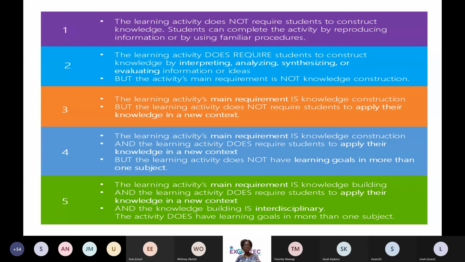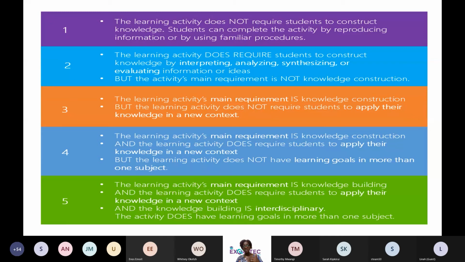So for level 2, which is the level where you begin to engage in knowledge construction, it does require students to construct knowledge by using Bloom's taxonomy: interpreting what they have read, analyzing the data you gave to them, synthesizing information, evaluating responses and all that. So that is a level of knowledge construction, but that is just at the basic level.